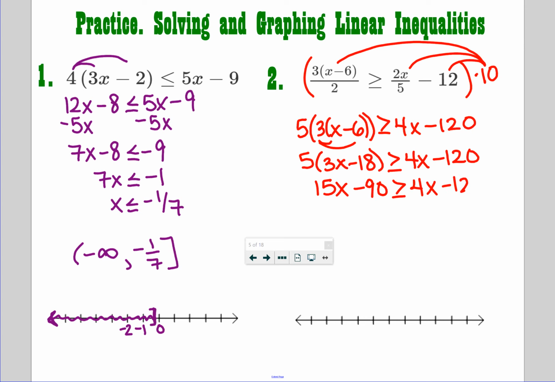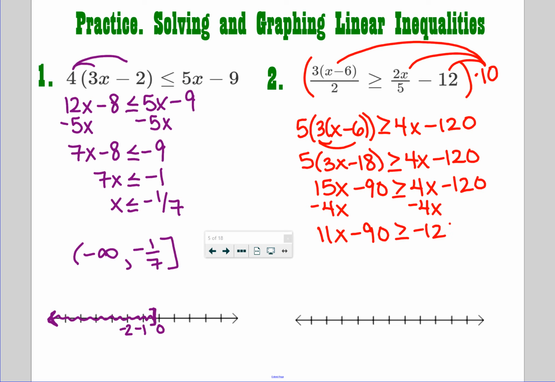From there, I'm going to pick on the little guy. So I'm going to move 4x to the other side. 11x minus 90 greater than or equal to negative 120. I'm going to add 90 to the other side. That would give me 11x is greater than or equal to negative 30. And then divide by 11 on both sides.